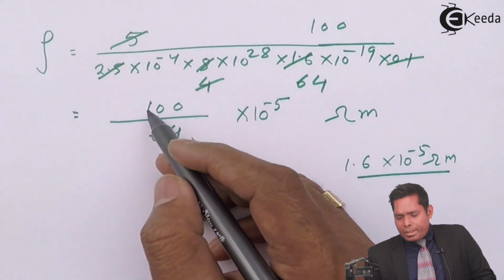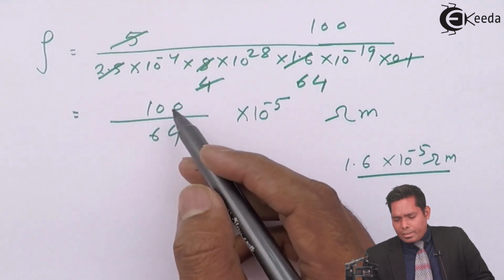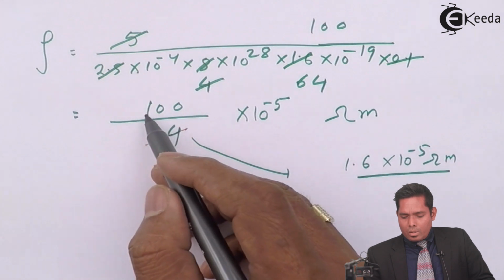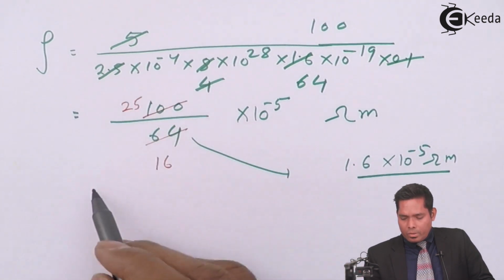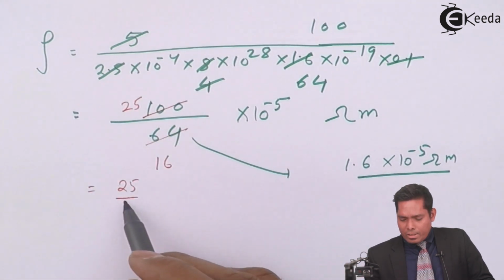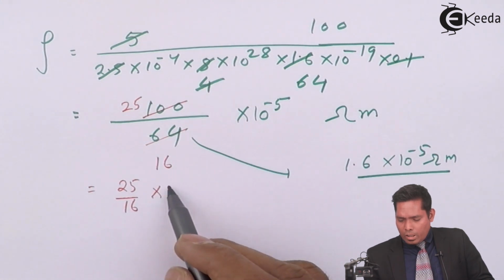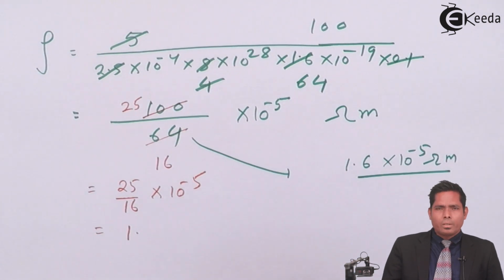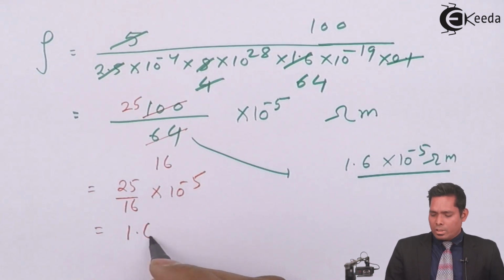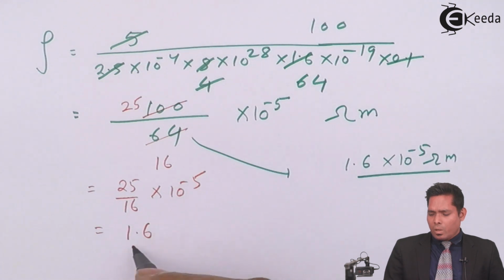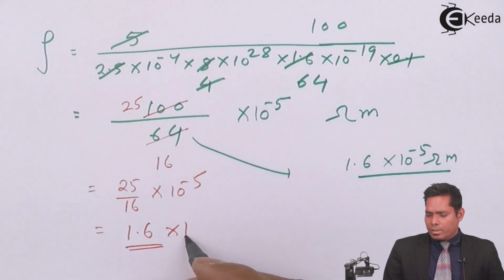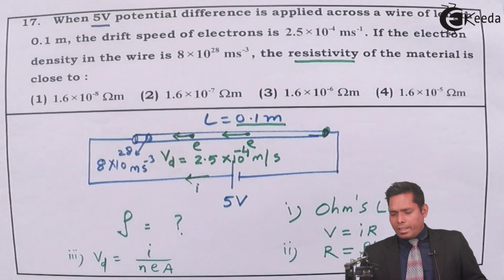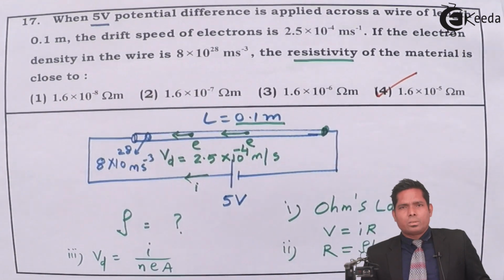By this 100 by 64 you go on dividing, in 4 this is 16, and in 4 this is 25. So this becomes 25 divided by 16 into 10⁻⁵, which is around 1.6 × 10⁻⁵, and that is the answer. So in any way, this is the correct answer to this question. Thank you.